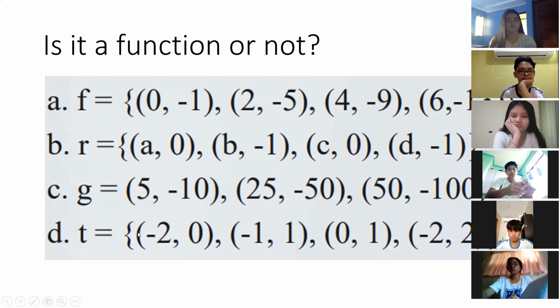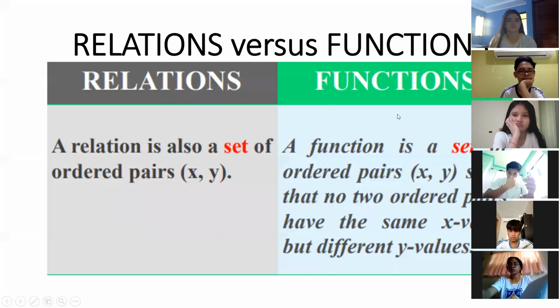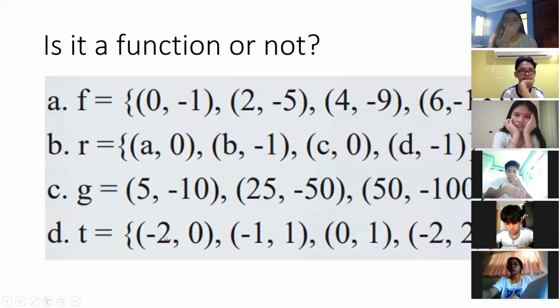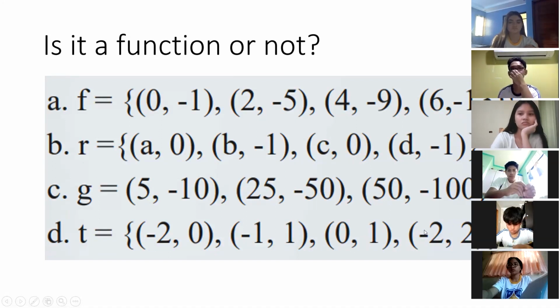If you went back to the definition of the function here, no two ordered pairs have the same x value. Please look at this phrase: no two ordered pairs with the same x value. That is in letter D. Ordered pairs (-2, 0) and (-2, 2) are ordered pairs with the same x value. Therefore, it does not follow the definition of a function, making set T under letter D not a function.